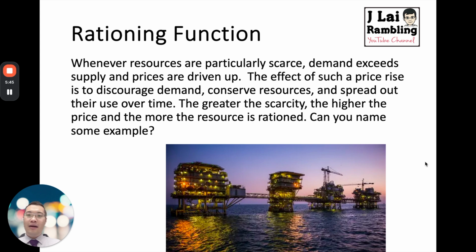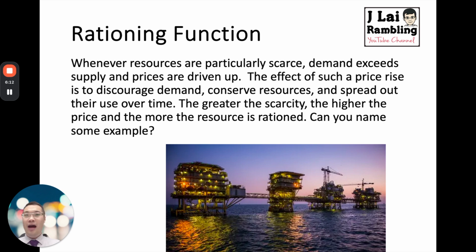Now we arrive at the last part of the third function, the rationing function. Whenever resources are particularly scarce, demand exceeds supply and prices are driven up. The effect of such a price rise is to discourage demand, conserve resources, and spread out their use over time. The greater the scarcity, the higher the price, and the more resources is being rationed. Can you name some example?